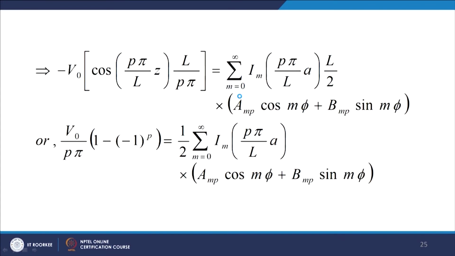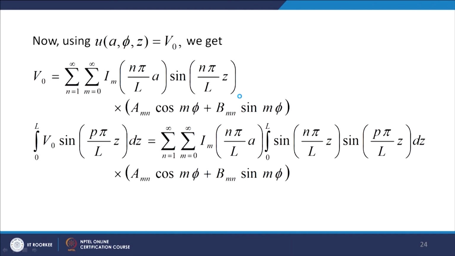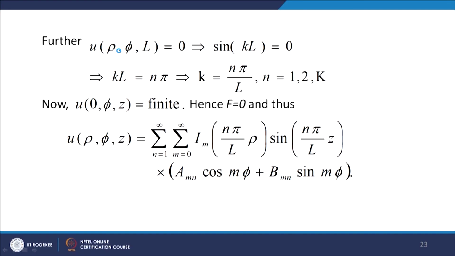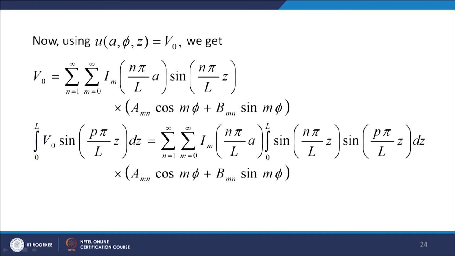Now, we put u(a, phi, z) equal to V naught. Let us use this equation. Put rho equal to a. When rho is equal to a, u(a, phi, z) is equal to V naught. So, V naught will be equal to this I_m(n pi over l a). Here we will have a, and this is what we will get.